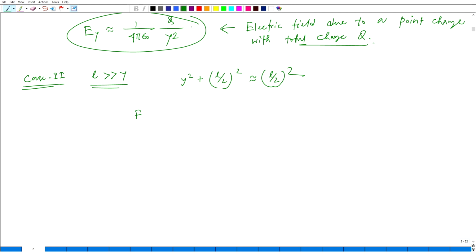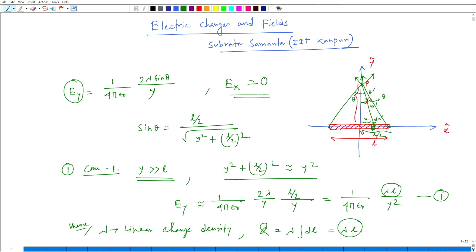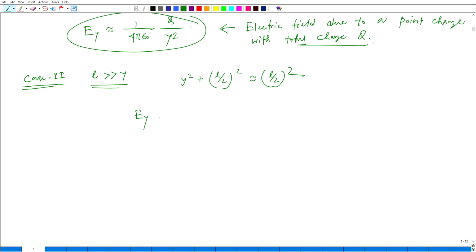So, in the expression for E y, if we look at it again, E y becomes 1 over 4 pi epsilon naught times 2 lambda over y, and the L by 2 cancels. We put L by 2, and there L by 2 is the dominant part, so this thing cancels and only this is left. So, this is again nearly equal, approximate. We use this symbol for approximate value, because we are considering a limiting case, it is not exact.